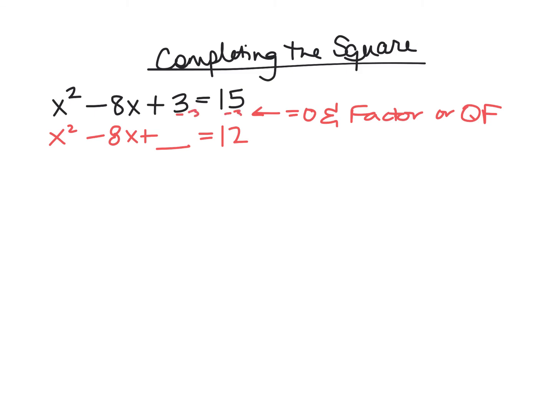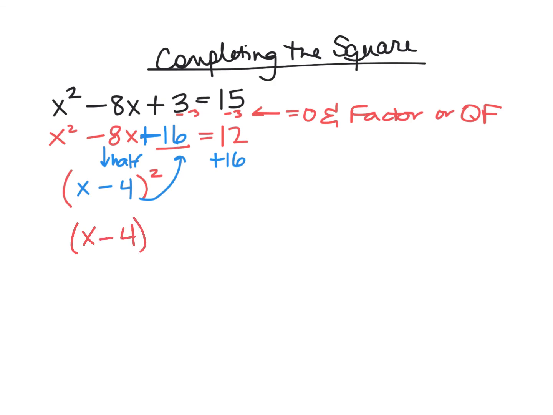I subtracted 3 from both sides. My goal is to make this parentheses squared. And to do that, I'm going to cut this number in half. So it's going to be x minus 4. And then I'm going to square it to fill in this blank: 16. Now, I just added 16 to the left side, so if I do it to the left, I also have to do it to the right side, which is going to leave me with this problem, x minus 4 squared equals 28.